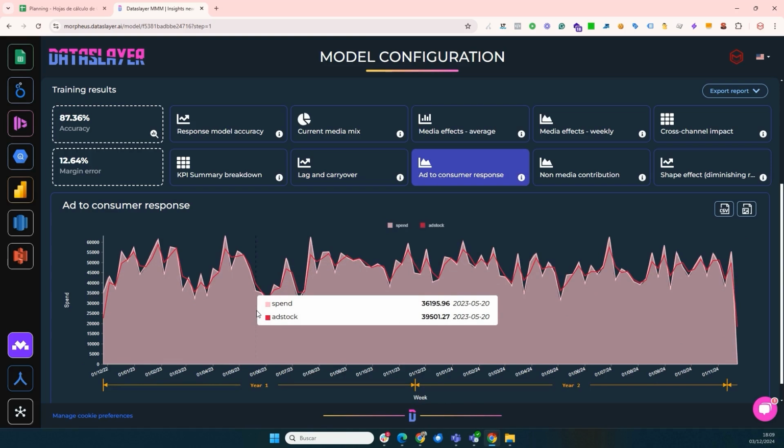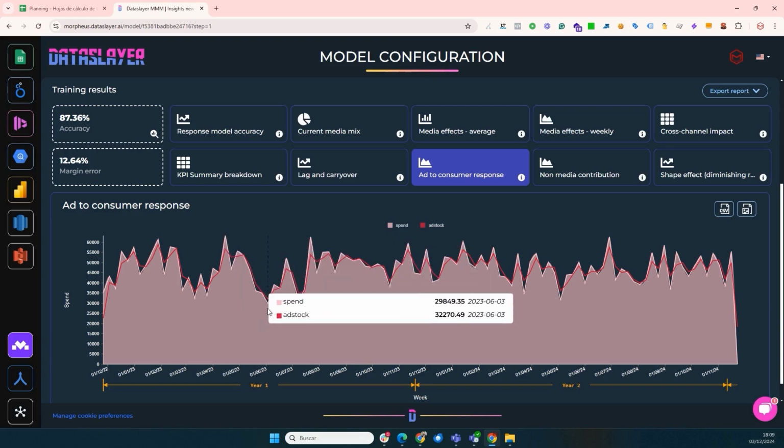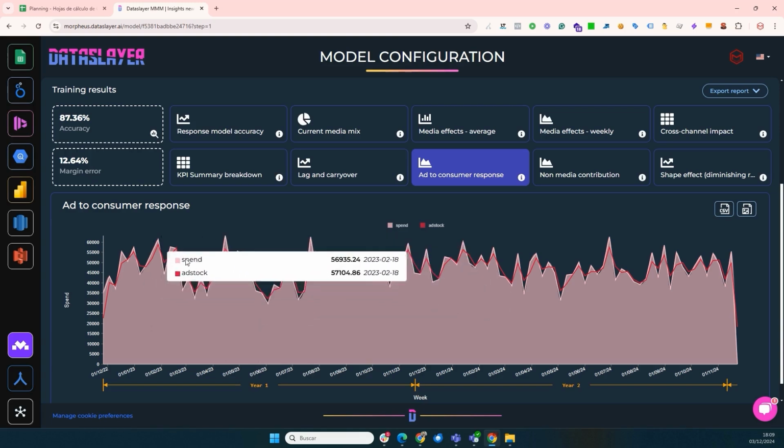Here we see the ad to consumer response. What this means is the spend, which is what the user has spent in this case. So what we need to see here is that if the spend is above the ad stock, it means we're doing well. To put it simply, it's like we've earned more than we've invested. In this case, we see a peak, which would be very positive because the spend is above the ad stock. This is not the case here, where the ad stock is much higher, and we can look at it week by week.